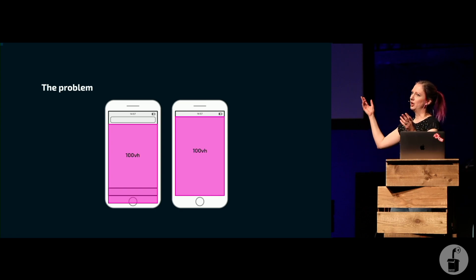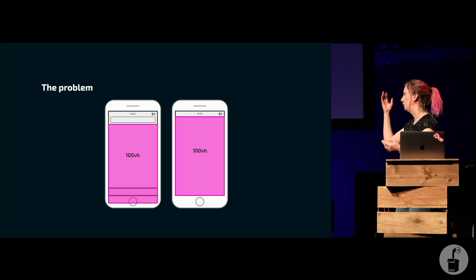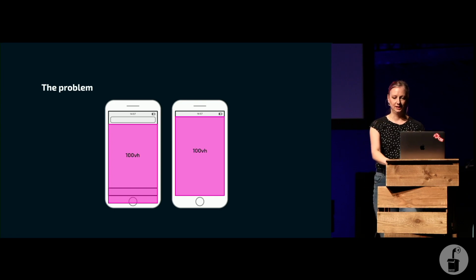So, maybe we want a hero section. We want that to fill 100% of the viewport height. So we're going to use 100 VH for that.